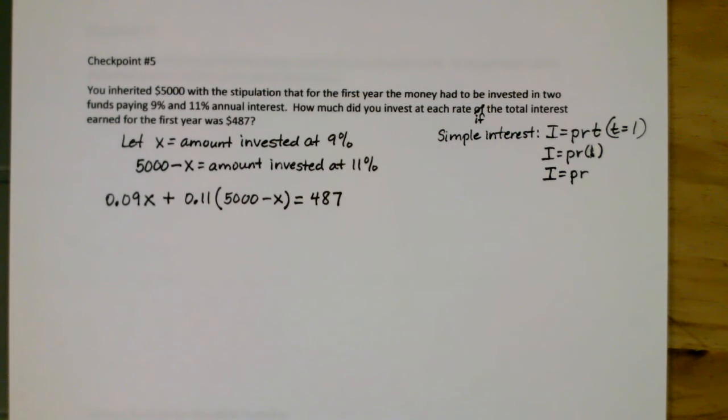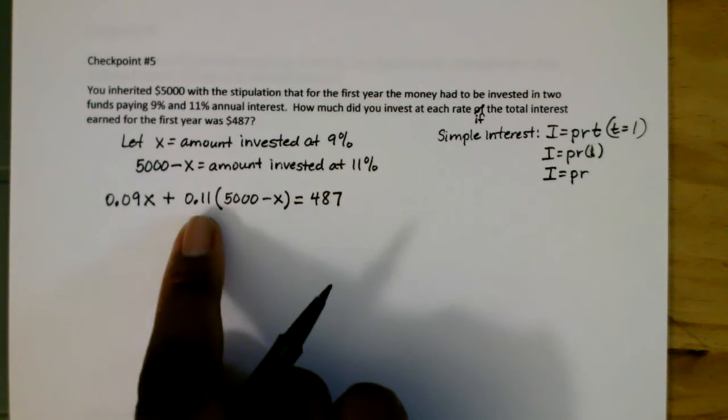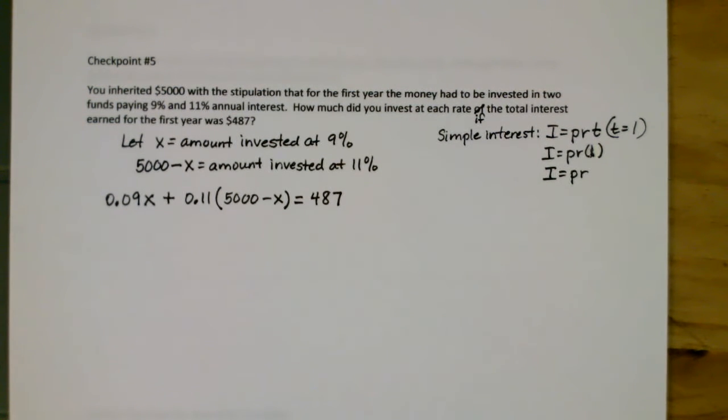So here's my equation that I'll be using. 0.09x plus 0.11 times the quantity 5,000 minus x equals 487. And now we're going to solve this equation. First, I'll use the distributive property to remove the parentheses and combine like terms if necessary.